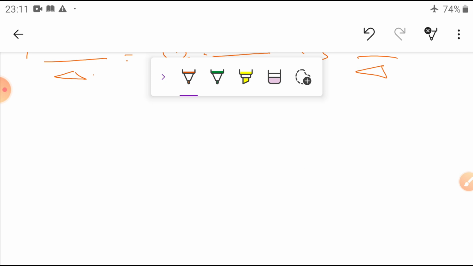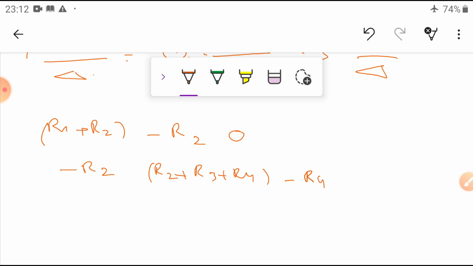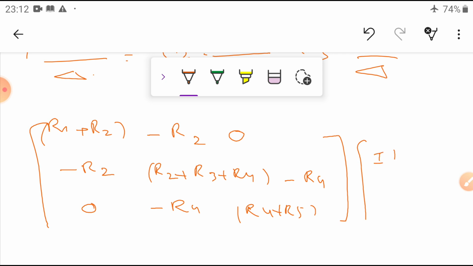So what we have got is this simple equation. Once again, I am going to write it. What is the matrix we have got? R1 plus R2, minus R3, 0. Then minus R2, R2 plus R3 plus R4, minus R4. Then 0, minus R4, R4 plus R5. This is the final equation we got, with I1, I2, I3 and E1, 0, minus E2. This is the point. Now we substitute the values.